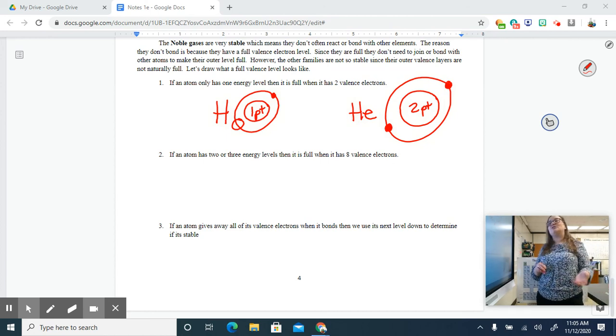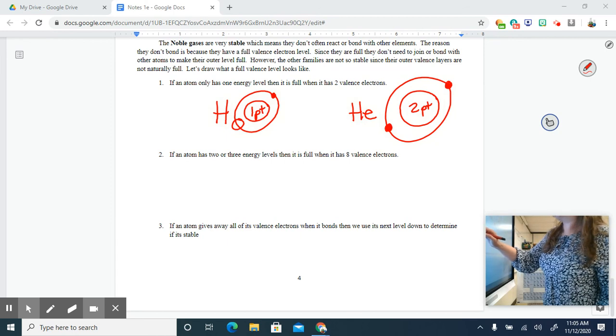All right, if an atom has 2 or 3 energy levels, it's full when it gets to 8 valence electrons. So that's the ones that we're talking about. All of these have 8 valence electrons, have 2 or 3 energy levels. So let's look at argon. No, that's too many. Let's do neon. All right, and I'm going to compare neon to, let's say, chlorine.